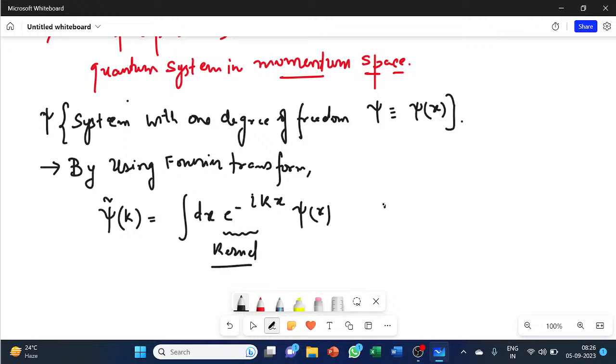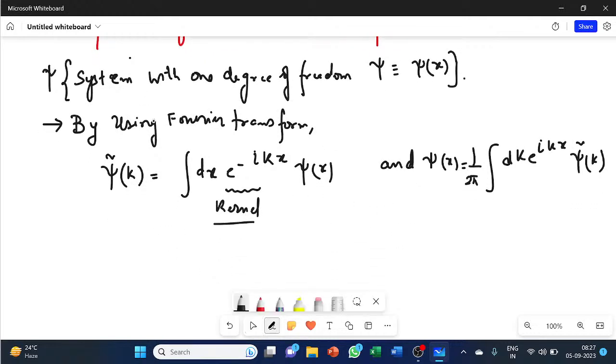And psi of x can also be written in terms of an inverse Fourier transform, and usually some constant 1 upon 2 pi is also written. You can forget about this, don't worry about it. This can be written as the integral dk e to the power i k x, and then psi of k. So if I want to change my wave function from coordinate space to momentum space, I need to take a Fourier transform.